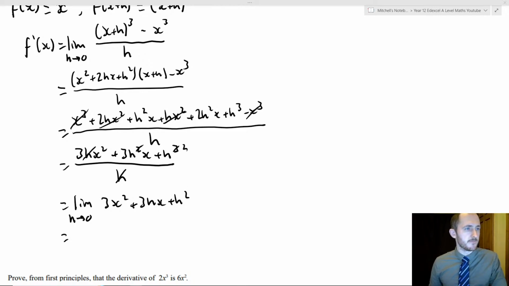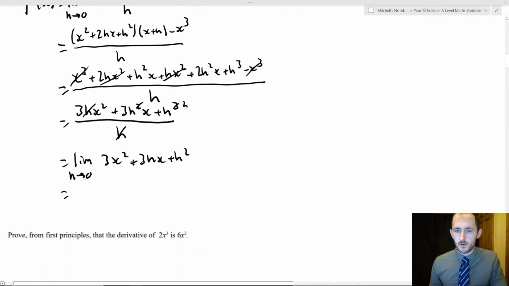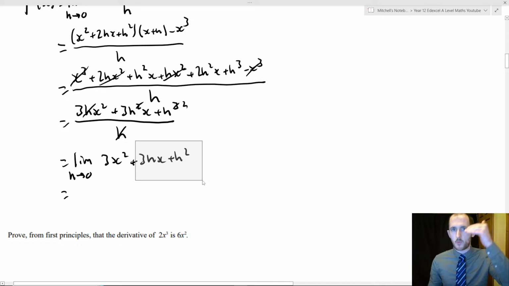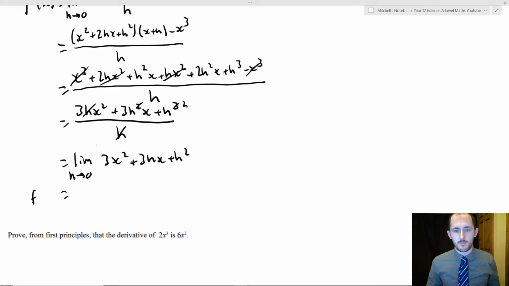Okay. So, if we have a think about that, if h is becoming 0, these two terms will go to 0, right? As I make h smaller, those terms get smaller and smaller and smaller. So the only thing I have left is 3x squared. So again, f prime of x will just be 3x squared.